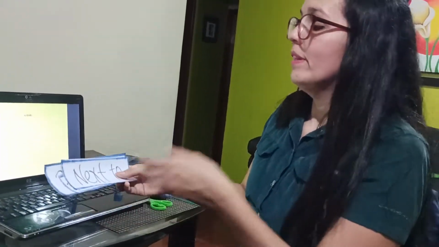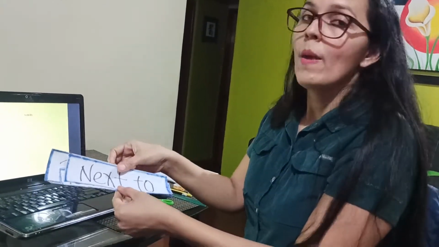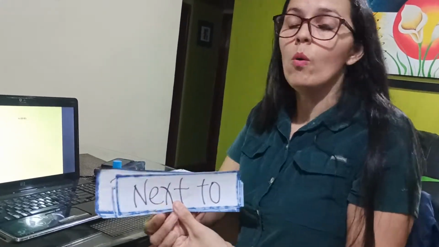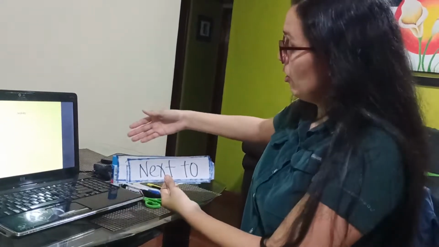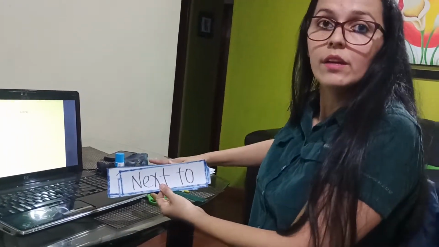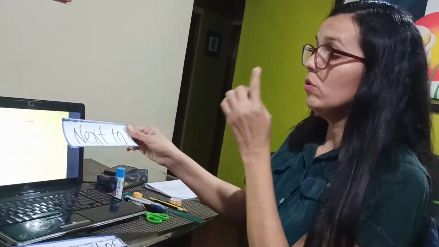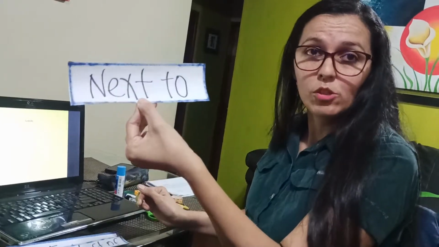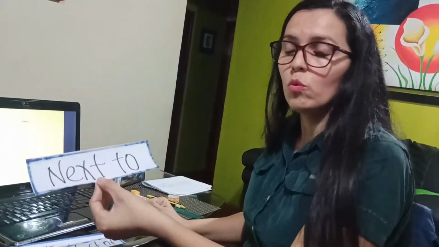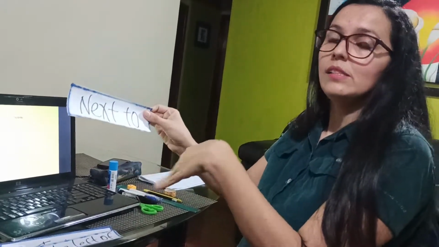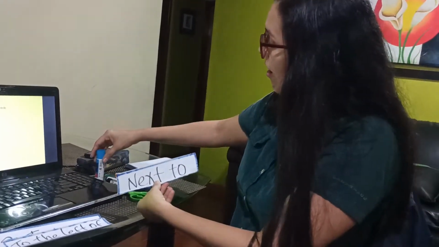Okay? Now, the students will have to construct a sentence by using this preposition and also by using some objects, some office supplies, which are here on the table. Okay? For example, the first student is going to choose this piece of paper, which says next to. The student has to construct a sentence by using some of these office supplies.